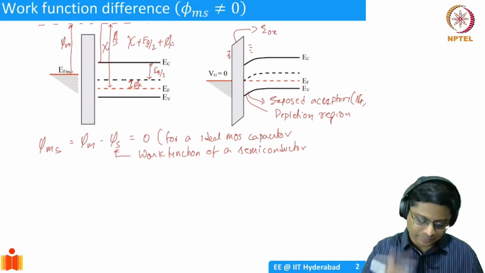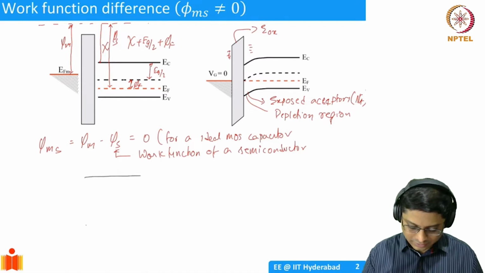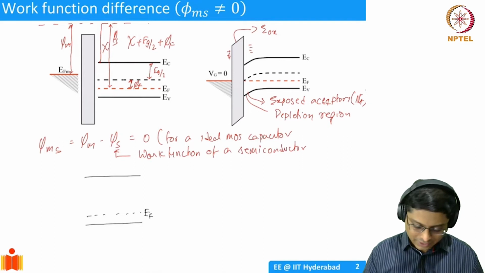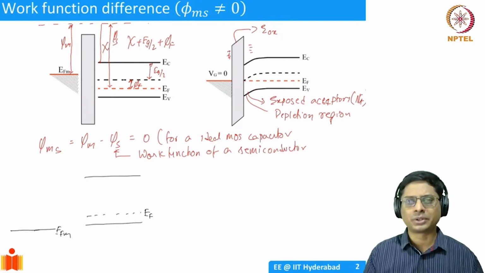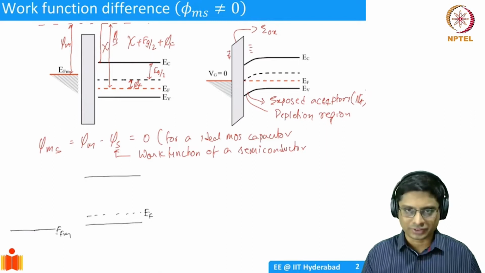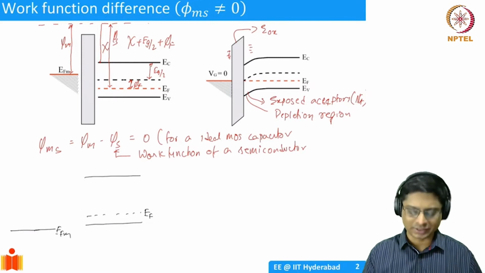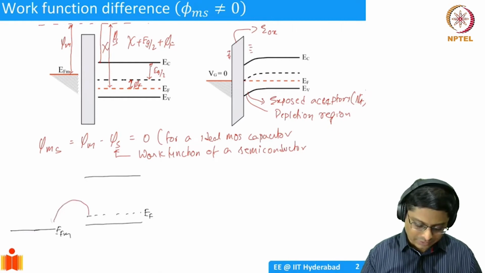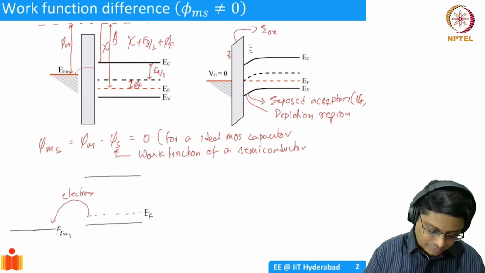For example, you can have a scenario where the semiconductor EF is somewhere here, and then you have a metal which has EF here. This is also possible because we saw that metals like platinum have a reasonably high work function. Aluminum is only 4.35 or so, but platinum is much higher than that. So in that scenario, you will have electron transfer in this fashion. In the earlier case, electron transfer was this way.